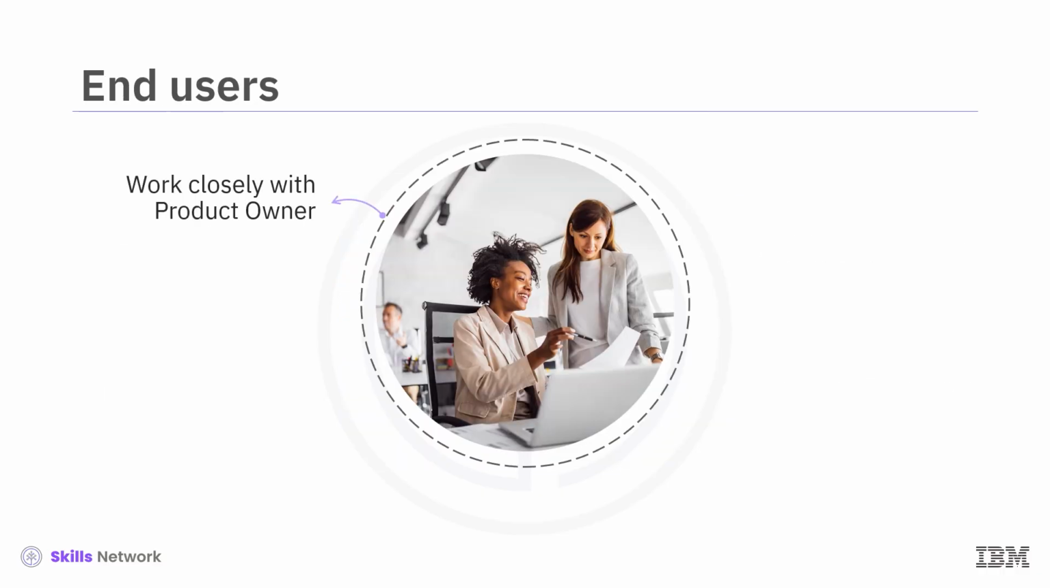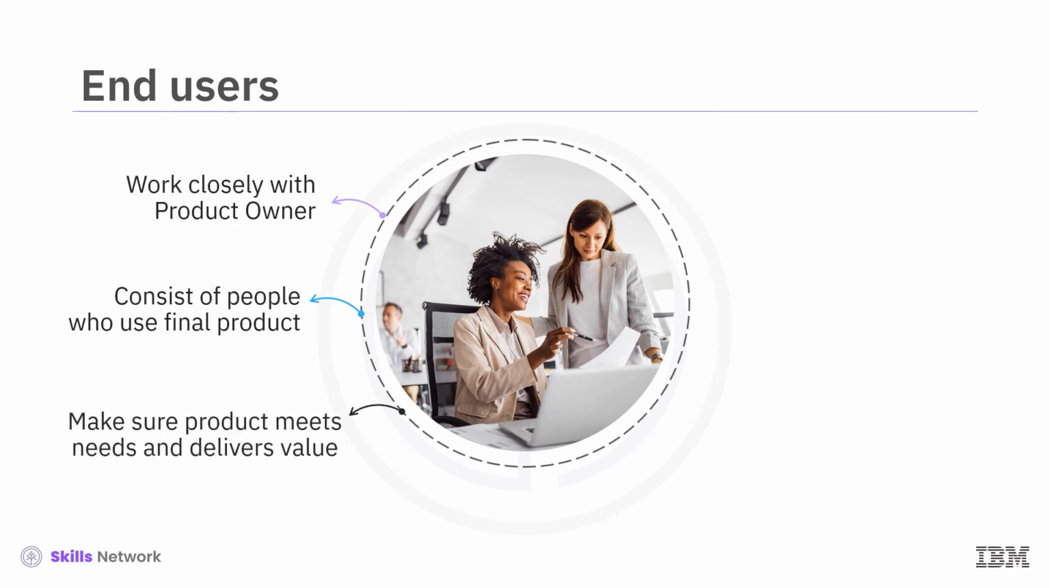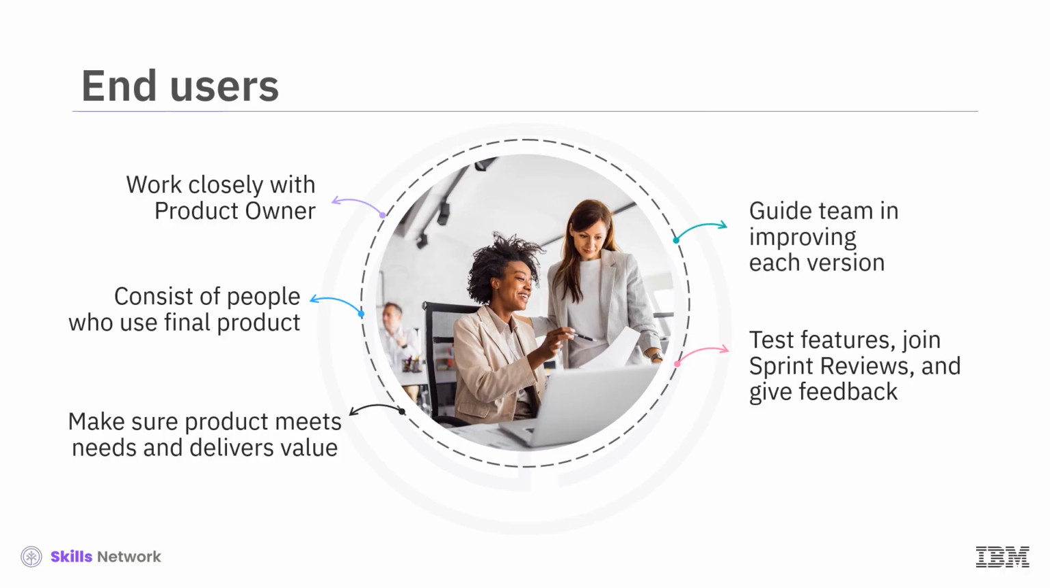Another important role that works closely with product owners is that of end users. These are the people who will actually use the finished product. Their input, both at the start and throughout development, is key to making sure the product meets their needs and delivers real value. End users help by testing features, joining sprint reviews, and giving feedback in both formal and informal ways. Their insights guide the team in improving each version of the product.